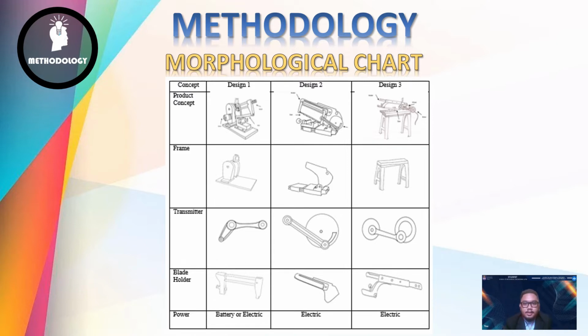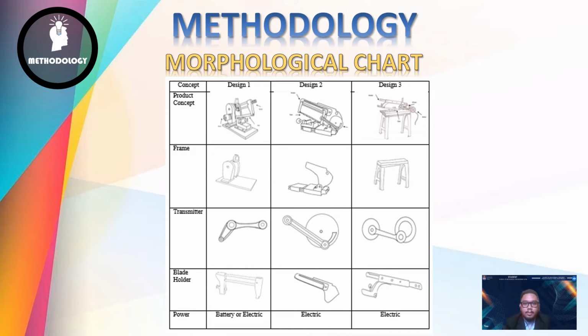Next is the transmitter. This will follow the concept of the scotch yoke mechanism principle. The first design is more simple and uses small space. The second is also good but uses less space, and the third is also good but uses belting.